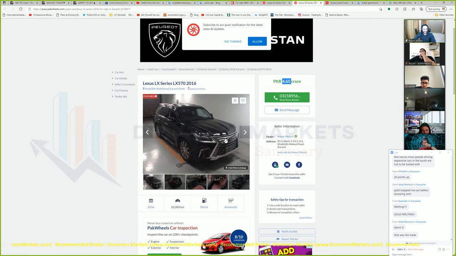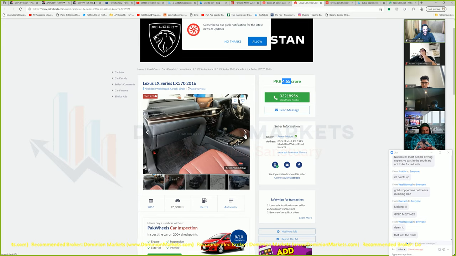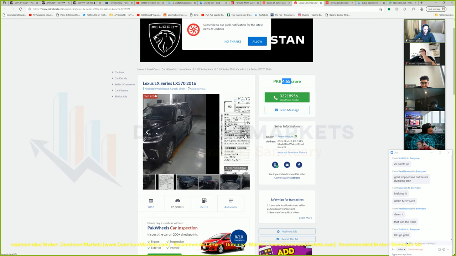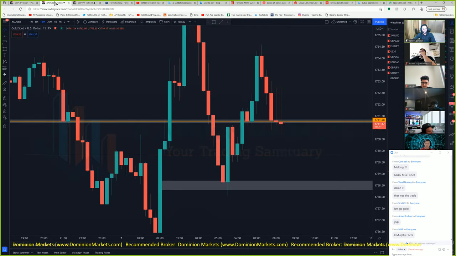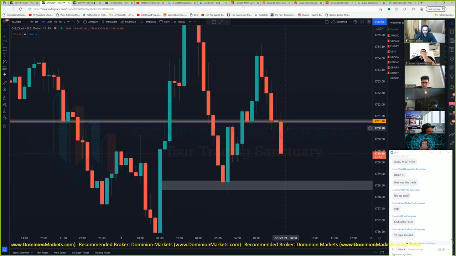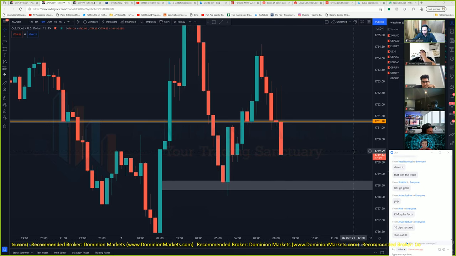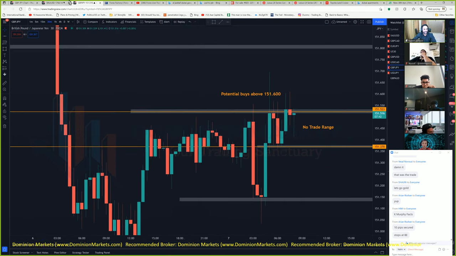With that amount of money in Dubai, you can buy an apartment plus this car. Exactly. Like, god damn, man. Yeah, exactly. Cool. Gold is dropping. Yeah. I'm driving, so I can't even focus on the chart. Oh, nice. Well, not nice. Yeah, it's not nice.